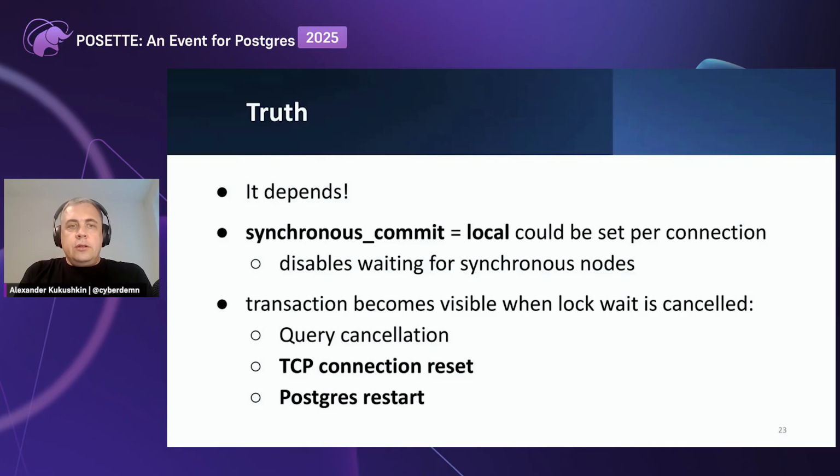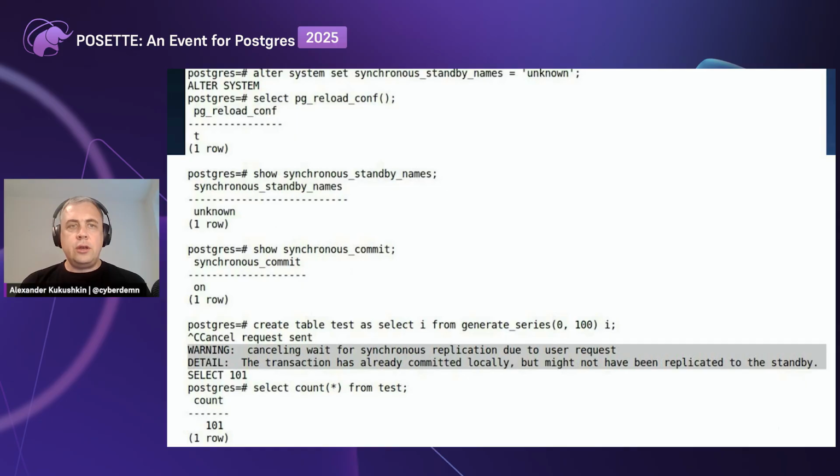And the second point, a transaction also becomes visible on the primary when the lock is cancelled. It may happen when the application actively cancels the query, or a DBA may also cancel this query, when the TCP connection between application and the primary is broken, when Postgres, for example, restarts.